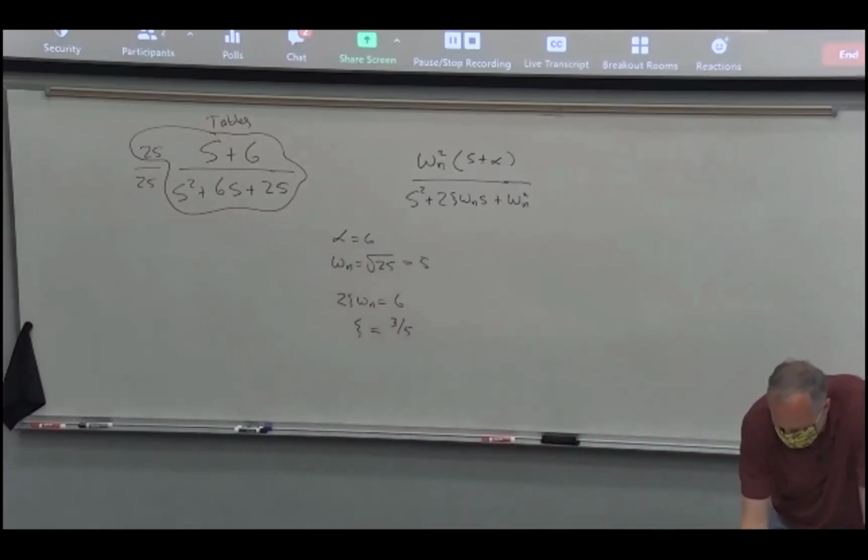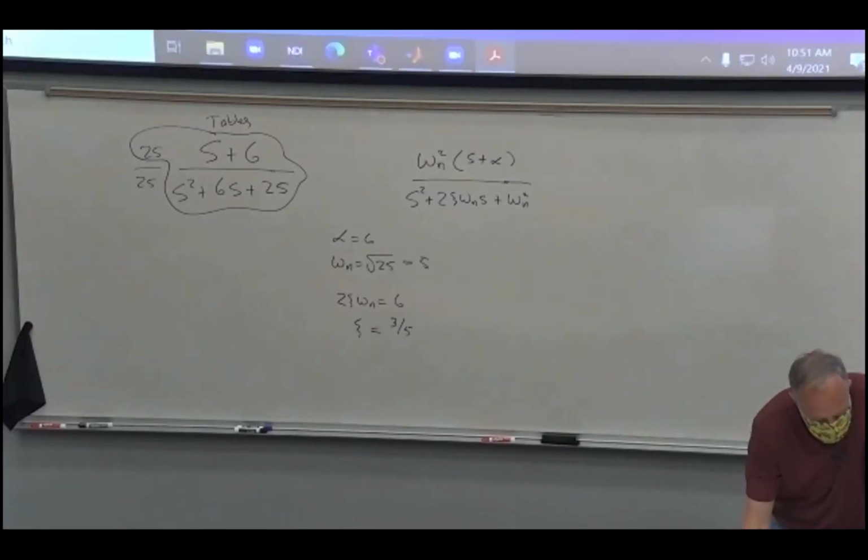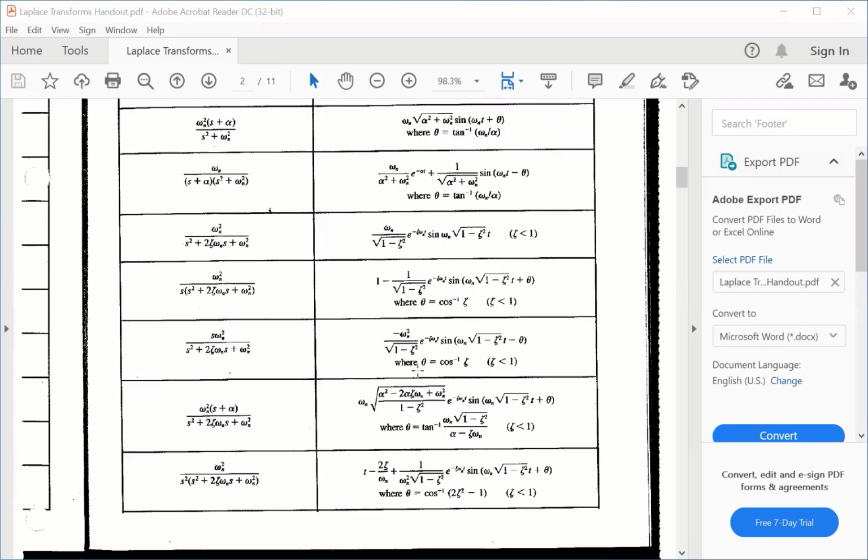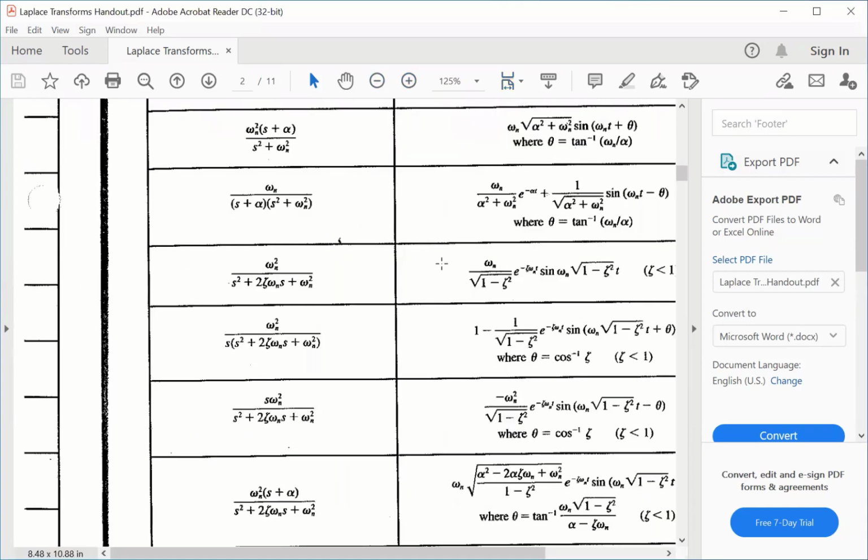So the formula is this one down here, omega n squared over s plus alpha. And here's what it turns into. Giant mess, but really it's just numbers. So we're going to plug in alpha here, zeta here, omega n. Let me see if I can zoom in a little bit here. There we go.